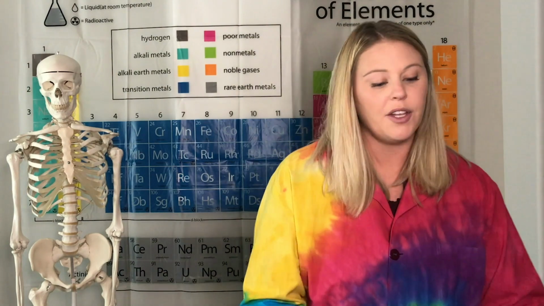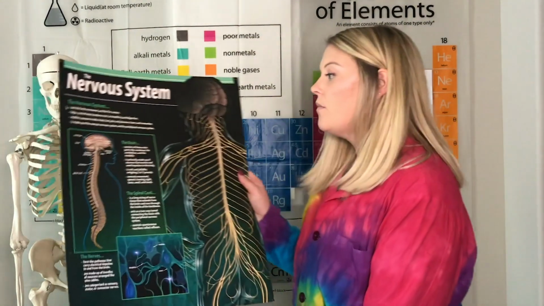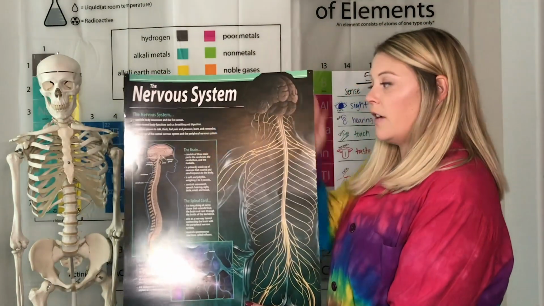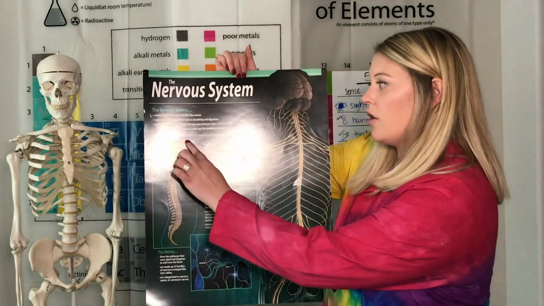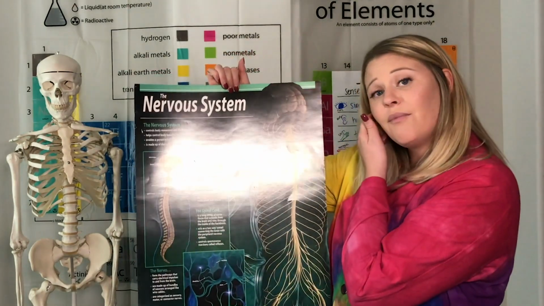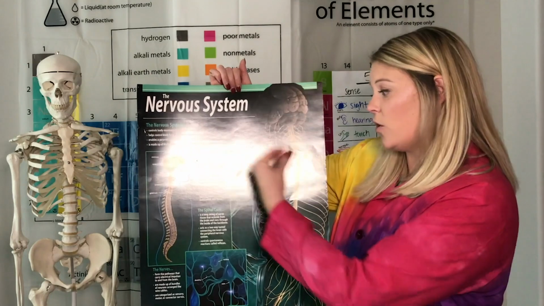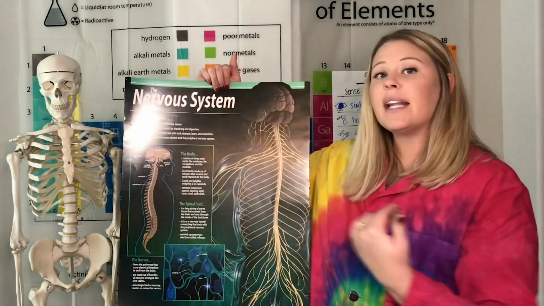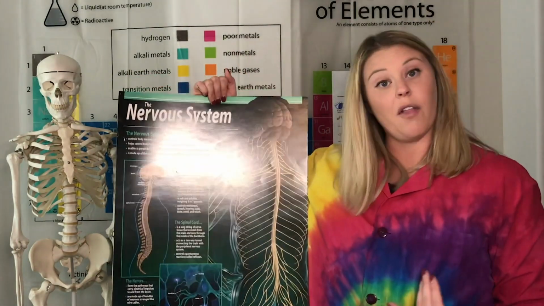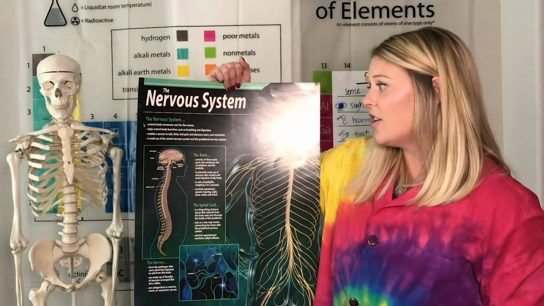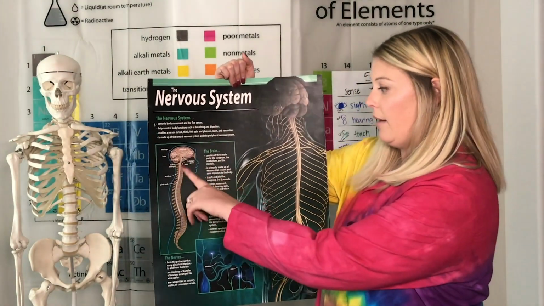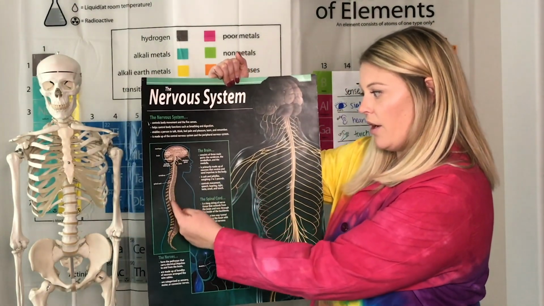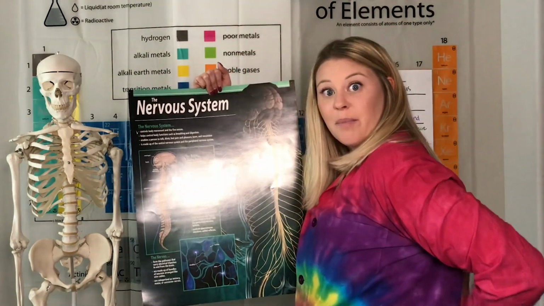And I brought this poster with me, scientists, so that we could take a look at something called the nervous system. Last week we talked about structure and function, and I talked about the structure, the brain, and how the brain keeps us alive and controls the body. Well, the brain is part of this system called the nervous system. And the nervous system is made up of the brain and the spinal cord, which actually goes down your back.